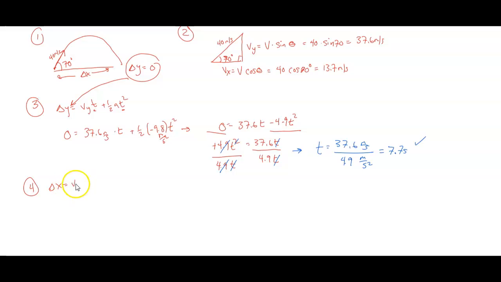Delta x is equal to Vx times time. Well, we already solved for Vx. That was the 13.7 meters per second. And we just found time was 7.7 seconds. And so when we multiply those together, we should end up with a total range of about 105.1 meters. So this is our maximum range.